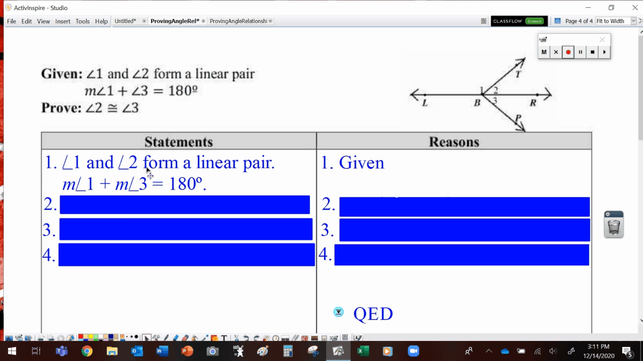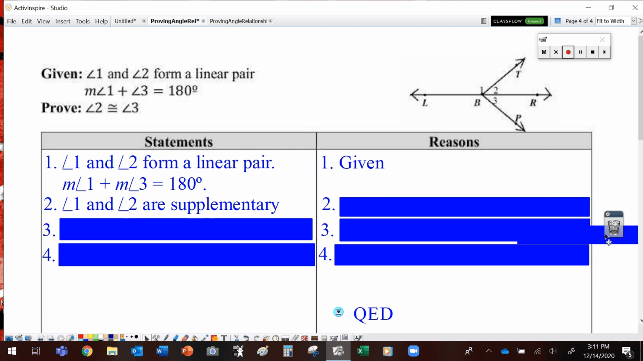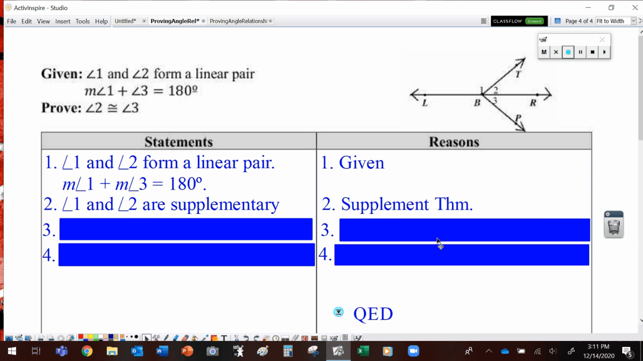Now, from saying that these two form a linear pair, okay, saying that they're a linear pair is not the same as saying that they are supplementary. But I can make the jump and say that they're supplementary because of the supplement theorem. Angles that form a linear pair are supplementary. So now I have angle 1 and angle 2 are supplementary. What I need to say now is that angle 1 and angle 3 are supplementary.